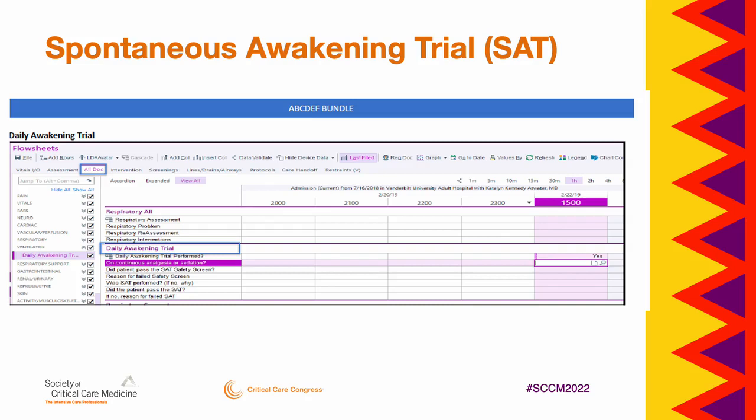So did the patient pass the SAT safety screen? So the nurse would put in yes or no, and reason for failure if they put no. So some of the drop-down choices would be, for example, if the patient was on neuromuscular blockade. Was the SAT performed? Yes or no. And if no, they would have a drop-down option to put why they did not do it. Did the patient pass the SAT? Yes or no. And if no, why they failed the SAT. So reasons that they might have failed the SAT, maybe they got profoundly agitated, for example, would be one of the options that the nurse could document.